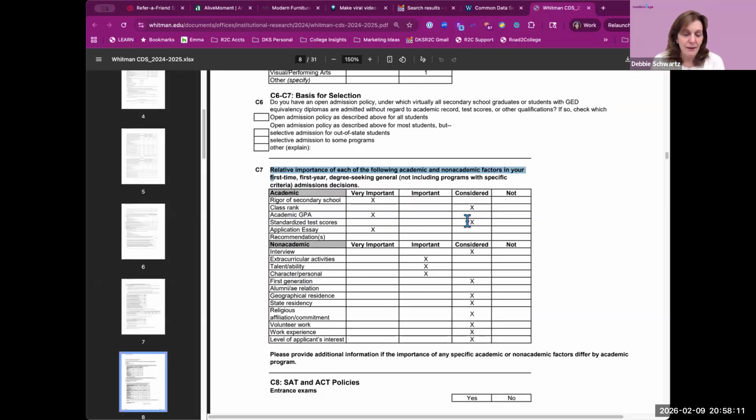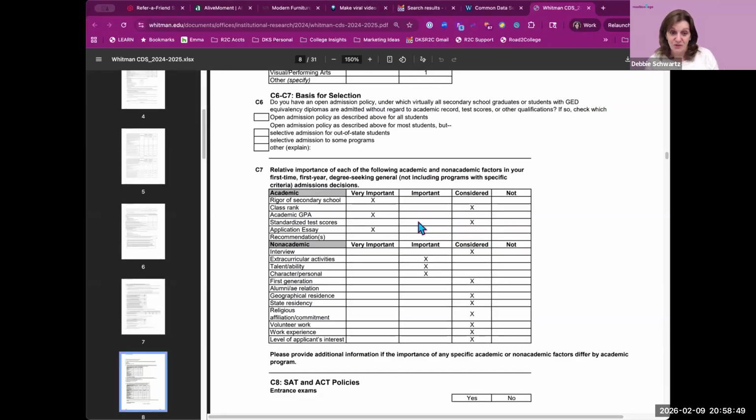I'm just going to assume, but I haven't looked, that Whitman is test optional. That's why they're saying that they consider the test scores. But this is also a pretty important line to look at, because I've definitely seen test optional schools where they list the standardized test scores as important. And to me, that's another clue that the school is test optional, but if your student has a test score, they're going to put some weight on that in terms of their decisions.